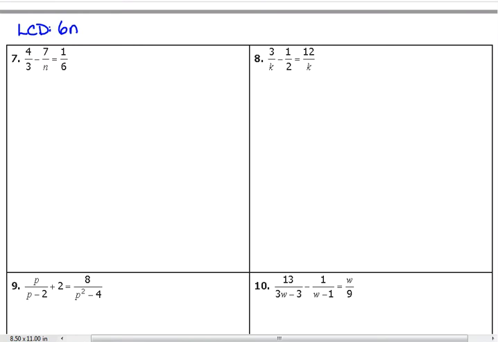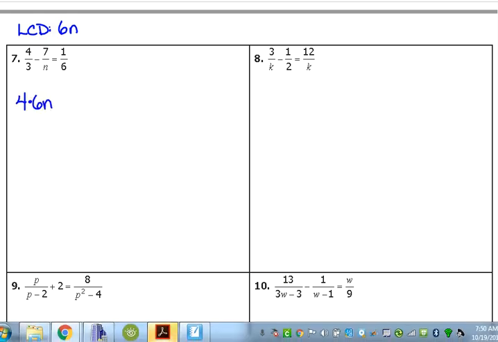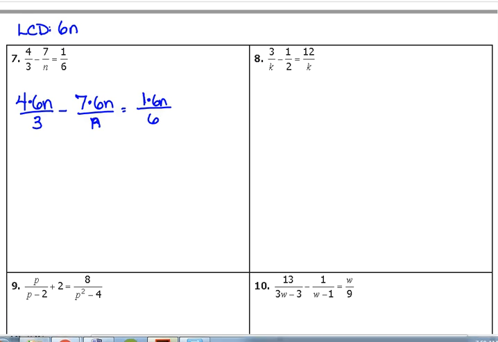All right, so we're going to take that LCD of 6n and we're going to multiply each fraction by 6n. So let's do that. Let's do 4 times 6n over 3, minus 7 times 6n over, that one was over n, is equal to 1 times 6n over 6. Okay. Now we're going to look through and we're going to see what simplifies. For every single one of these, the denominator should disappear.